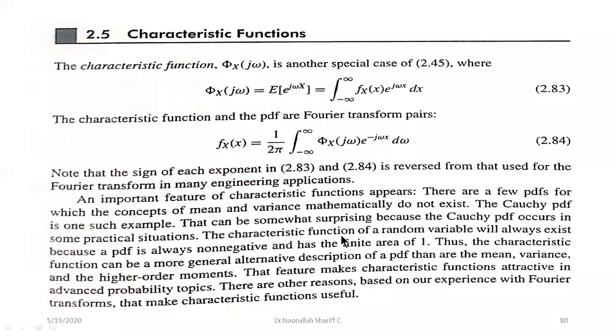Under that condition, the characteristic function of the random variable will always exist because a PDF is always non-negative and has a finite area of 1. So the magnitude of this is always equal to 1. The phase of this is omega x, but the magnitude is always 1, right? That is what it is.